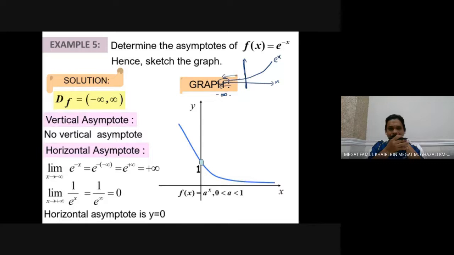Okay, this is e to the power of x and this is e to the power of negative x. So when x approaches negative infinity, negative times negative equals positive. So e to the power of big numbers equals big numbers. That's why the graph moves up. And when x approaches positive infinity, 1 over e to the x, this e to the power of negative infinity, then approaches 0, menghampiri kepada paksi x.